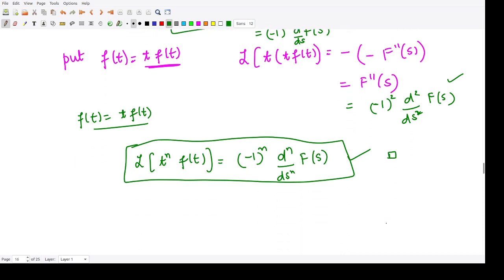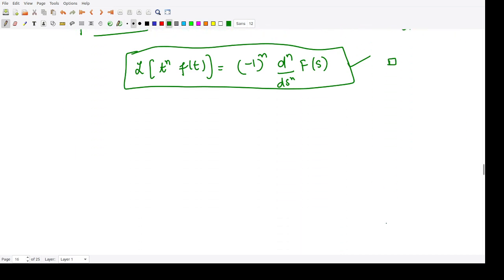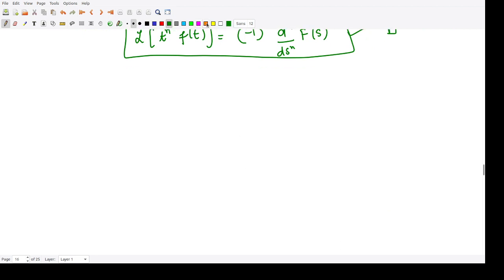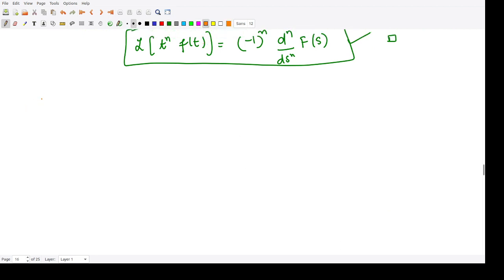So this is the formula. So let us look at one example corresponding to this. Say we have this question: find the Laplace transform of t into sine of 2t.